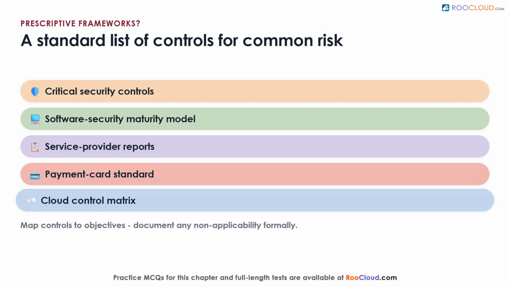How do you use a prescriptive framework? You map your controls to its objectives. Some items may not apply to your business. Say you accept cards but never store the data. Then storage controls simply do not apply. When something doesn't apply, document why formally.